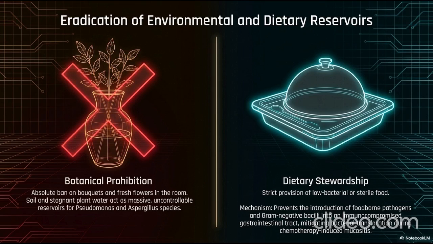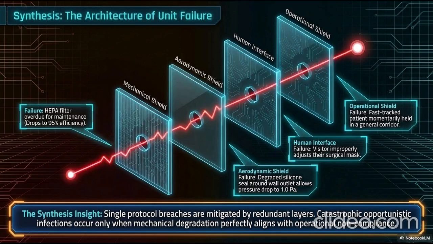Slide 16. Synthesis, the architecture of unit failure. Catastrophic infections occur only when mechanical degradation, such as an overdue HEPA filter, perfectly aligns with human or operational non-compliance. Our redundant shields are designed so that a single breach does not lead to mortality, provided the other layers hold. Slide 17. The blueprint maintained.